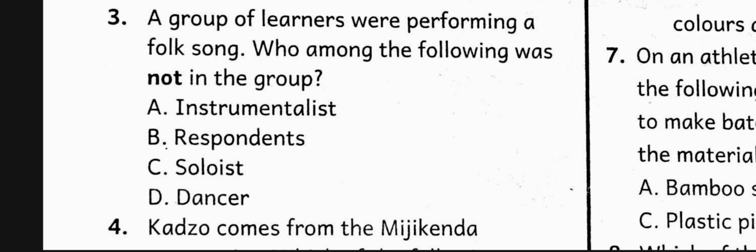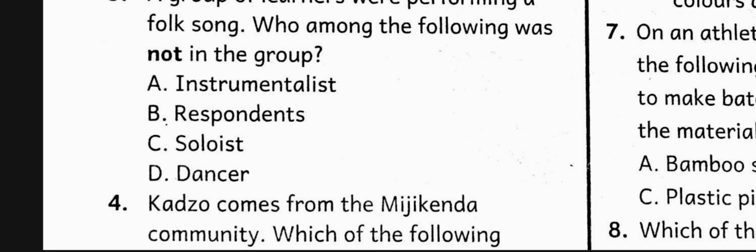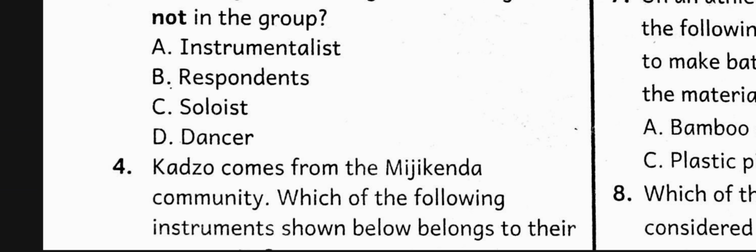Then a group of learners who are performing a folk song. Who among the following was not in the group? Instrumentalist, respondents, soloist, and a dancer. So we have instrumentalist, yes. Respondents, that one is okay. Soloist, it's always there. Dancer. So we are talking about folk song. Mostly we can deal with instrumentalist, response group, and the soloist. Dancers will go to a folk dance. Then the correct answer here will be D.